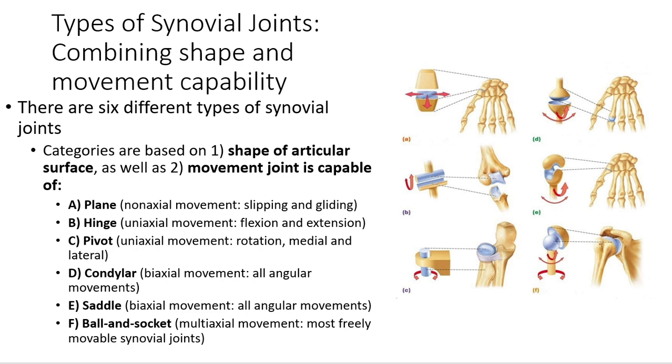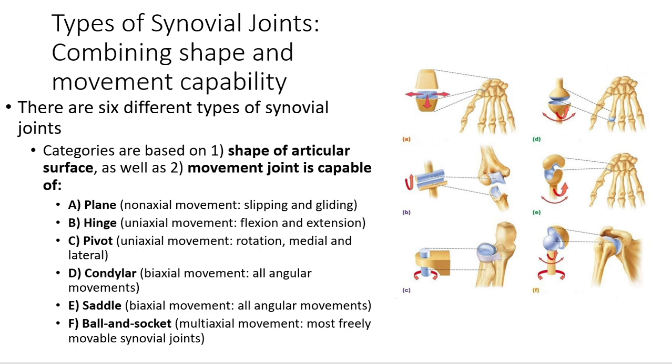Then we have condylar, which show biaxial movement, and saddle, which show biaxial movement. Both condylar and saddle joints contain a convex and concave shape that fits together. The convex and concave shape for a saddle joint is just a little bit more elongated and saddle-shaped. Both condylar and saddle joints can perform flexion and extension and rotation. Also abduction and adduction.